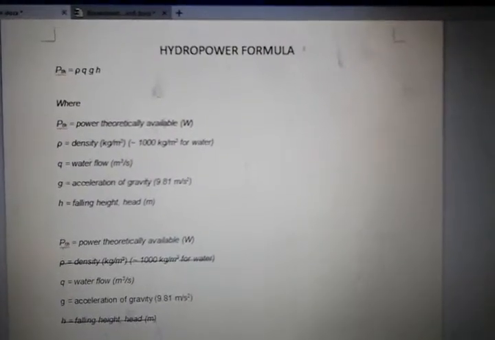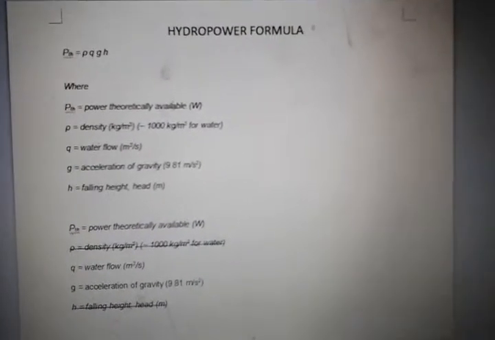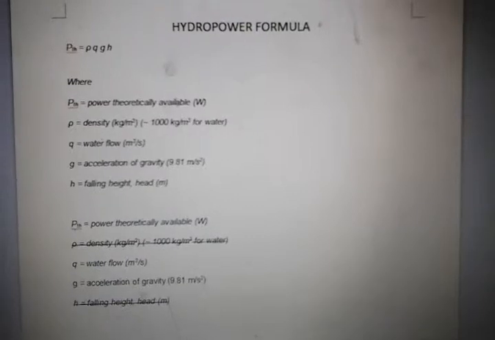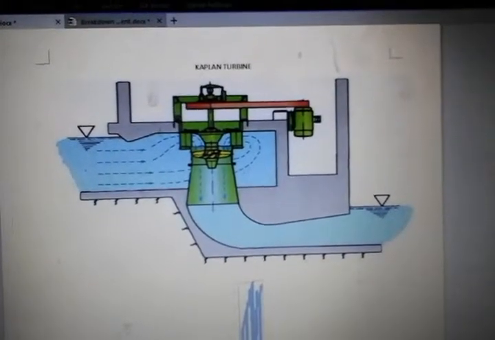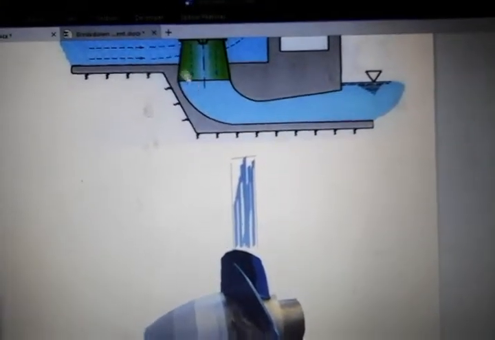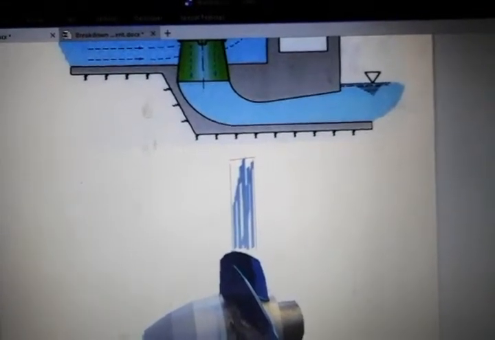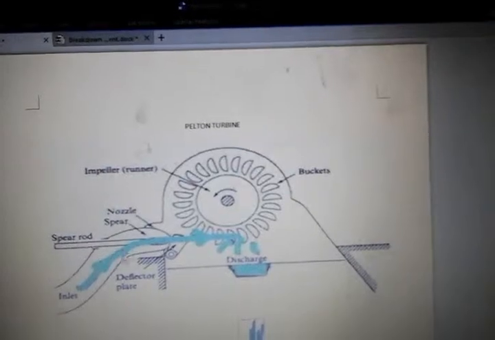Now let me go to the hydropower formula, which you might think will apply to our technology, but actually it won't, and let me give you a strict reason why. As you can see, these are the elements involved in the hydropower formula. In our technology, the falling height is very, very high. And as you can see over there, it's not really a falling height. This is a different kind of falling height, right? And even in the Pelton one, this is a different kind of falling height.